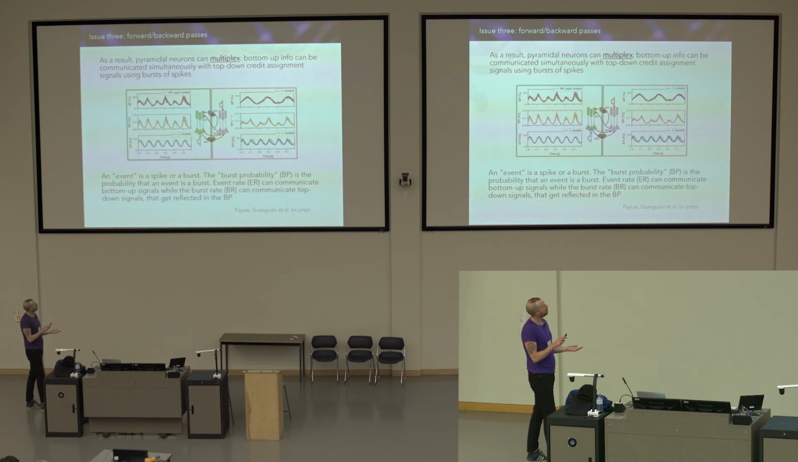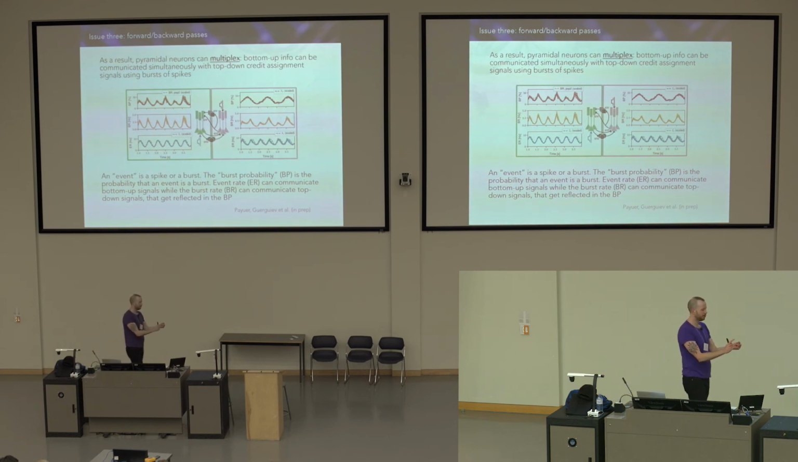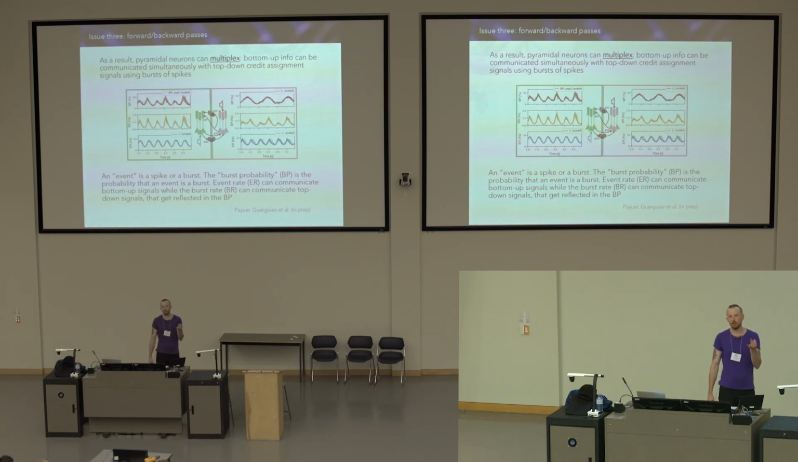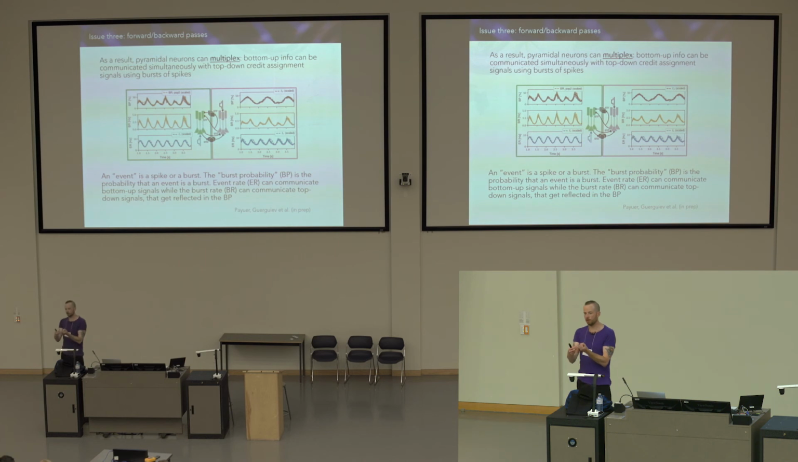So here we've got a simulation of pyramidal neurons. This is actually a biophysical simulation. And what we're measuring here are different things we call the event rate, the burst rate, and the burst probability. So the event rate is the rate at which we generate either a spike or a burst. We just call either a spike or a burst an event, okay? And then we can ask the question, what is the probability that an event in a neuron is a burst? That's the burst probability here.